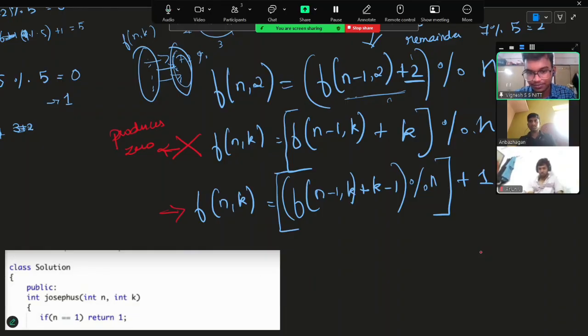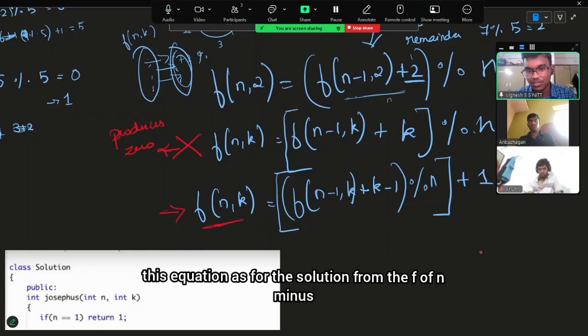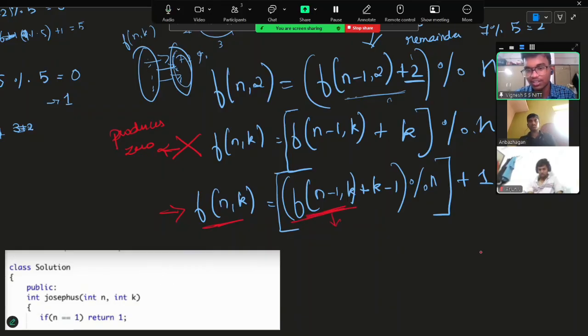Basically what this equation does is it asks for the solution from the f of n minus 1, k equation, and in that solution it will do the following.